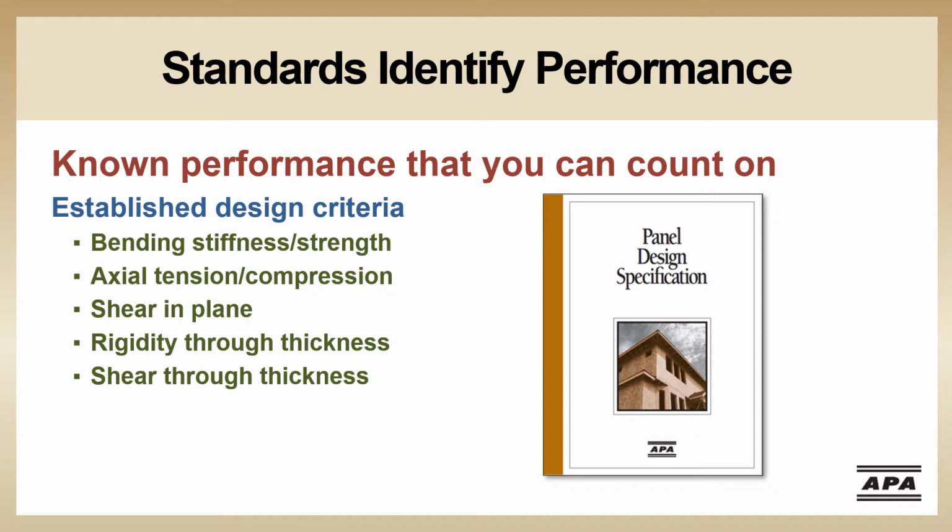APA has design tables with data on bending stiffness and strength levels, axial tension and compression, shear in plane, rigidity, and shear through the thickness. Industrial engineers have the information that they need to determine the structural capacities of all of the PS1 and PS2 plywood and OSB panel products that they are evaluating.